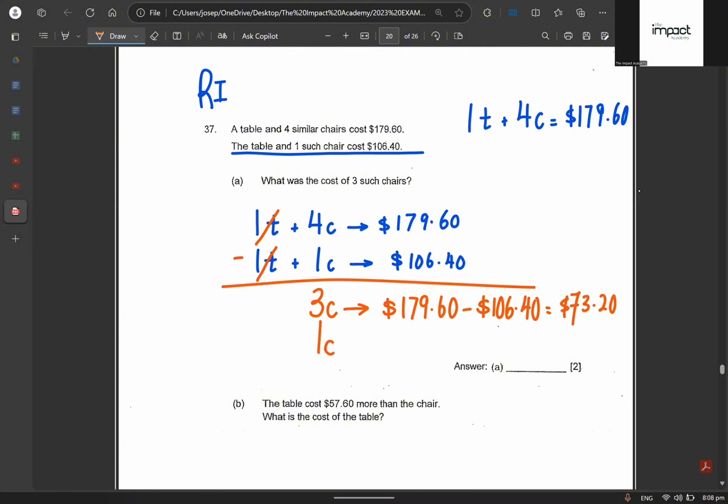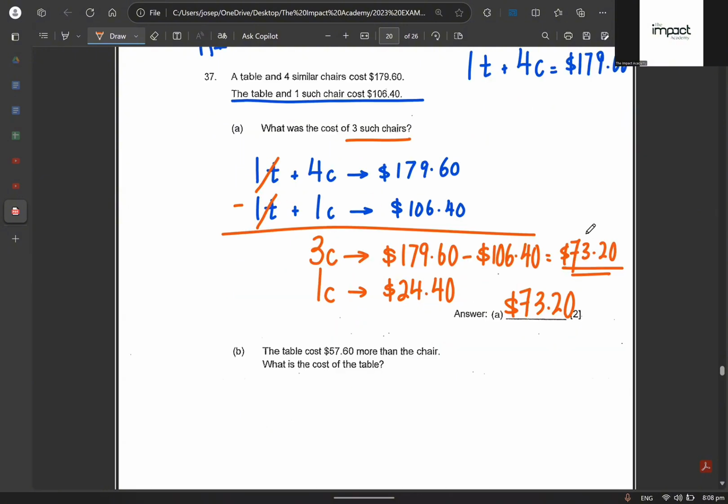You want to find 1 chair? 1 chair equals, when you divide by 3, you get to an answer of $24.40. What is the question asking you to find? The question says, cost of 3 chairs, right? Actually, your answer is already here. True or not true? Agree or disagree? Do you all agree or disagree?